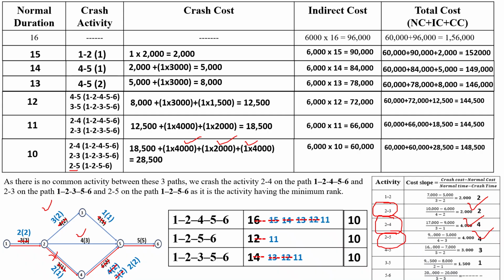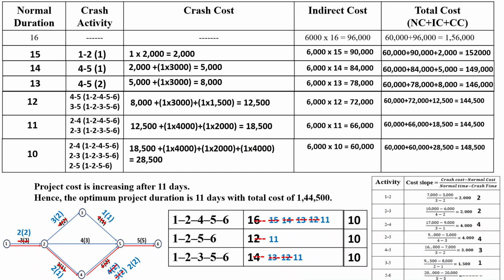Then total cost is normal cost 60,000 plus indirect cost 60,000 plus crashing cost 28,500. Then total cost is 1,48,500. So here observe that project cost is increasing after 11 days.